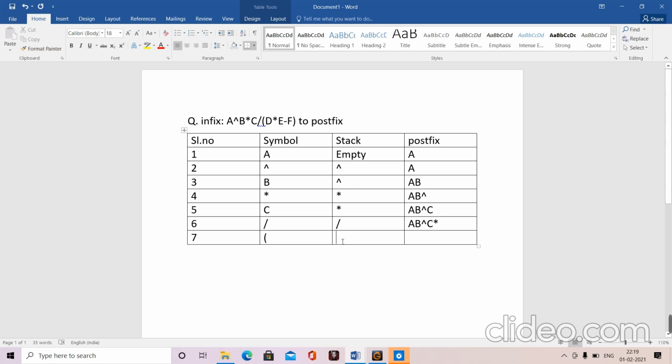This was the previous item, the symbols, then we have to push. All right, so it will be pushed, and the postfix remains the same. And then we have step 8. In step 8, what do we have? We have the variable D, so the stack will remain the same, and then D will be added to the postfix.